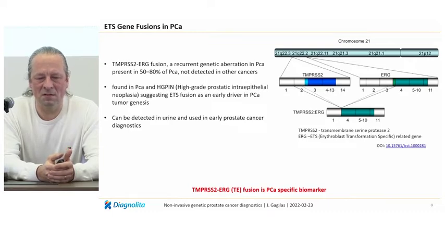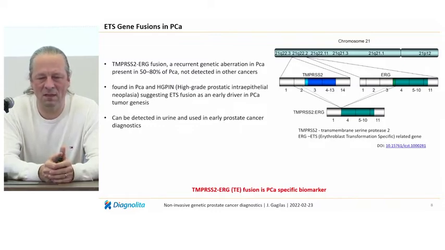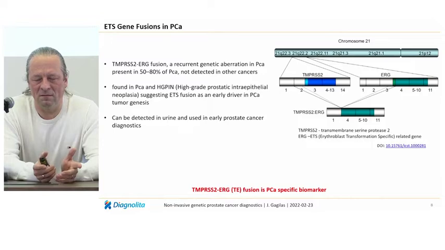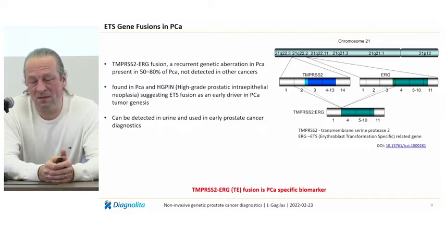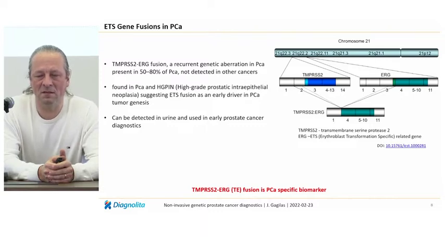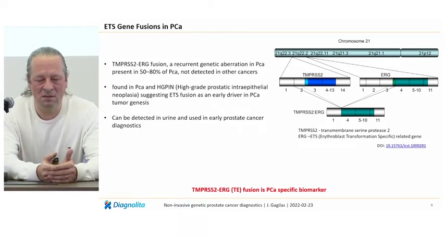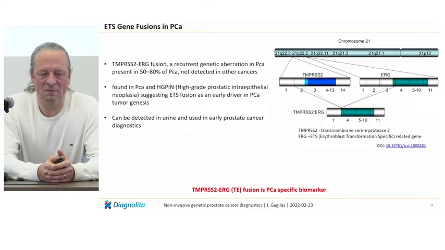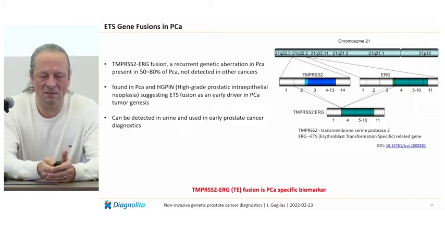We have these two genes, TMPRSS2 and ERG, which are separated from each other by 3 million nucleotides, and when this rearrangement happens, ERG comes under the control of TMPRSS2, and the result is that ERG protein, which normally is not present in high amounts in cells, starts to be generated in high amounts, and this is a reason why prostate cancer is developing.